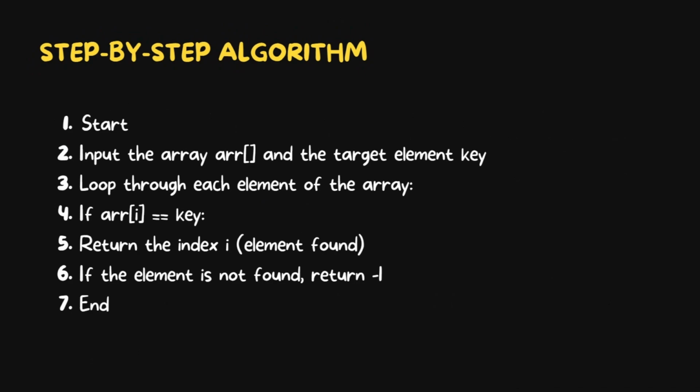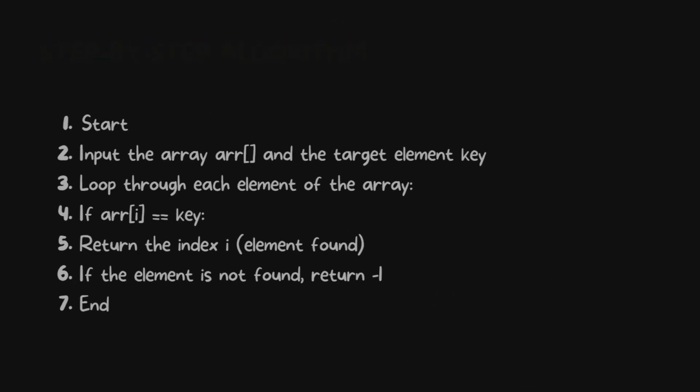If array of i equals key. In this step, we will check if the current element matches the target. And in the fifth step, if a match is found, we will return the index. Next, if no match is found, we will return -1. Then we complete the search.